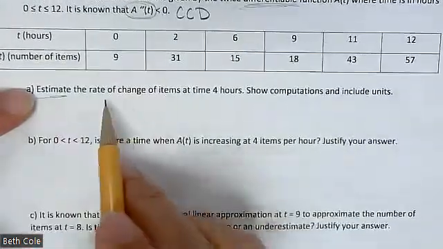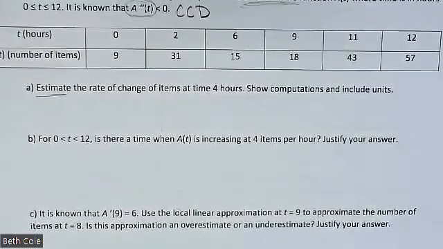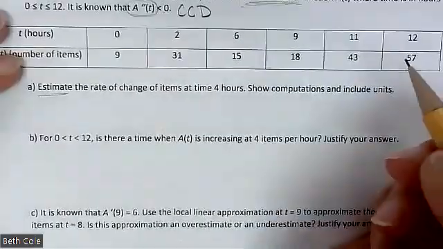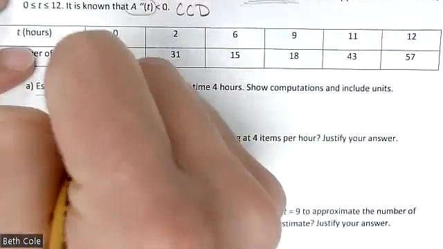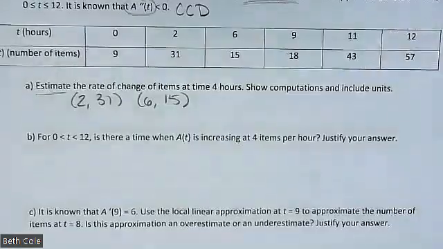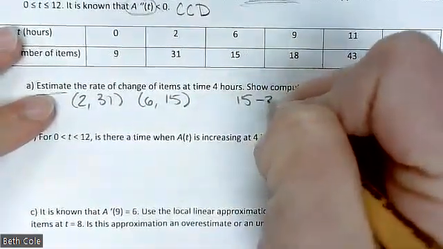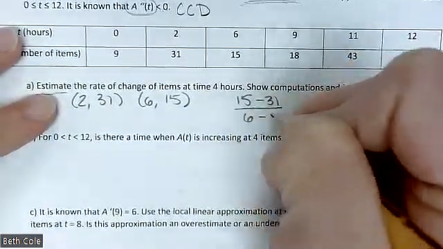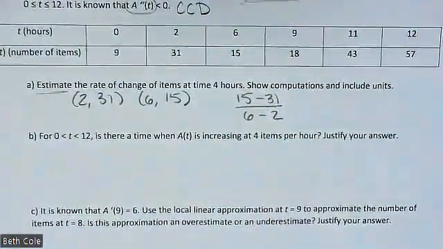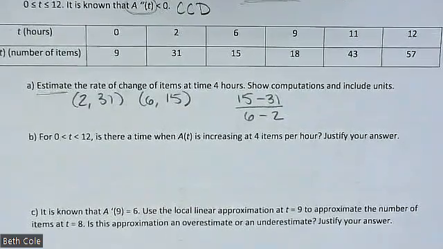Estimate the rate of change of items at time 4 hours. What do you do? Slope. Which 2 points are you going to use? Don't be too proud to write them. So it would be 15 minus 31 over 6 minus 2. Are you going to simplify that? No, because Miss Cole's answer key is not going to have it simplified. And if you do, I'm going to have to stop what I'm doing, figure out what the answer is, and then mark yours wrong because you probably messed it up. Just leave it alone.